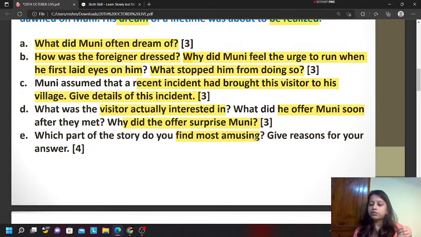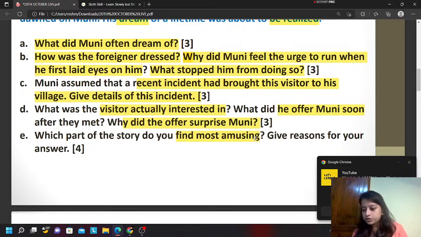Give reasons? No, not required. See, which part of the story do you find most amusing? It is not mentioned that you have to give four separate reasons, because it is a 4 mark question. You can write about one incident with detail. Okay. The allusion in the story related to the Kali Yuga was most amusing.